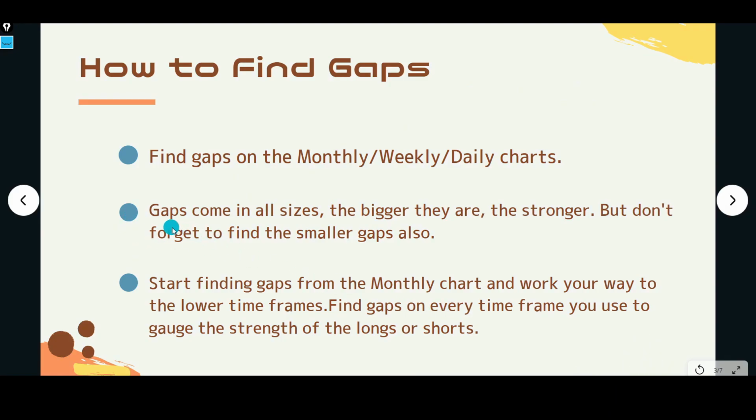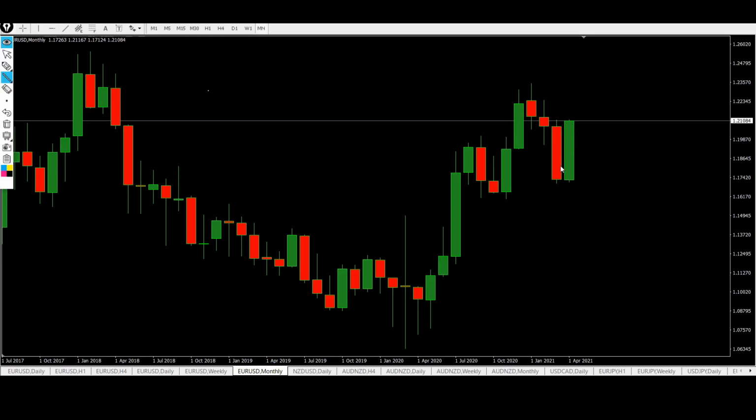Alright, so gaps come in all sizes. The bigger they are, the stronger. But don't forget to find the smaller gaps also. Okay, so let's start looking for gaps. We'll start from the right side of the chart. And immediately, there's a gap right here. Okay, so let's draw some lines to represent it. Right here and right here. That's the width of the gap.